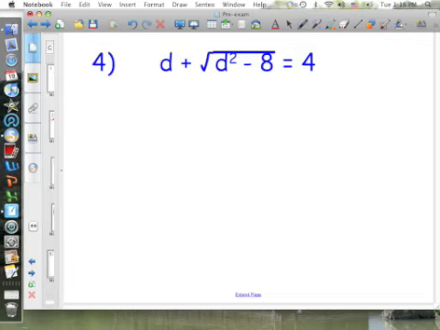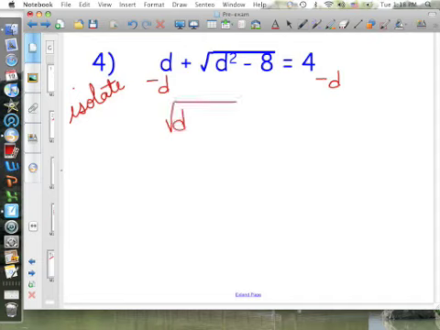Number 4 is a radical equation. Isolate. Just like the absolute value equations, you need to isolate the radical. That means you need to get rid of this d over here. And when you do, you're going to be left with the square root of d squared minus 8 is equal to 4 minus d.